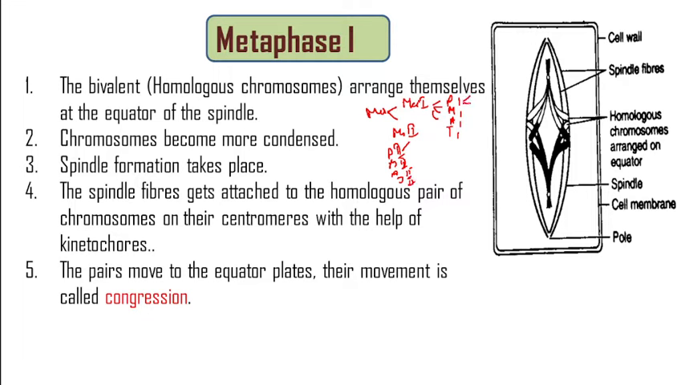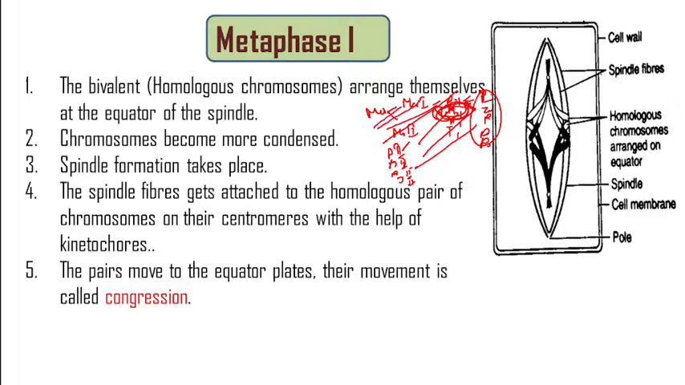Now prophase 1 is further divided into 5 substages which we have just studied, which are L, Z, P, D, D: leptotene, zygotene, pachytene, diplotene, diakinesis. Okay. So we have studied all these. Now we are going to talk about this stage, metaphase 1.